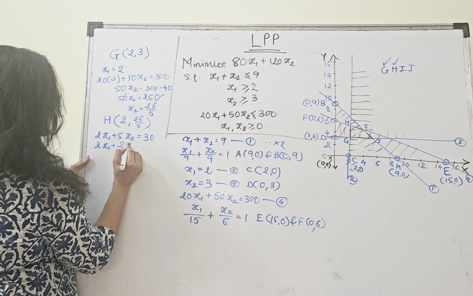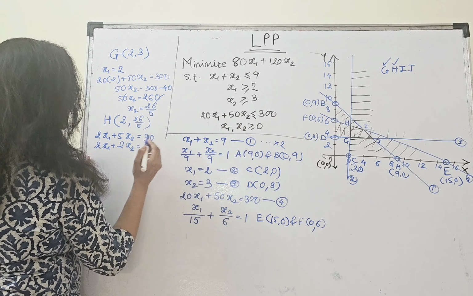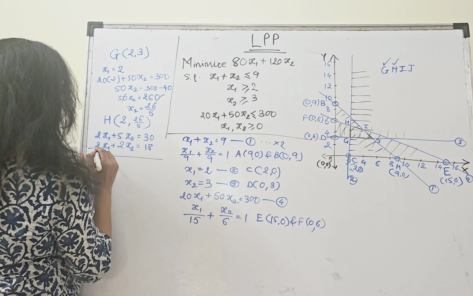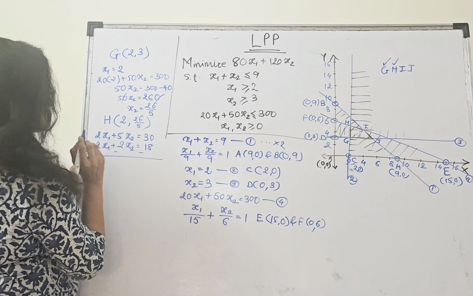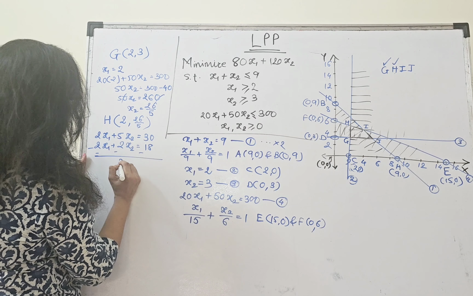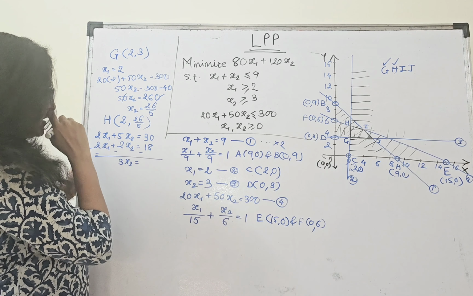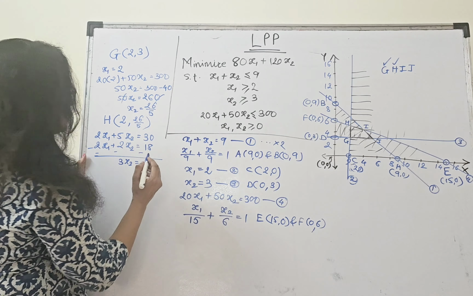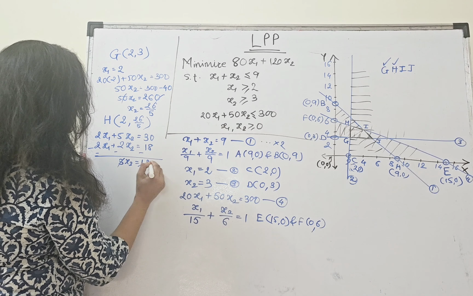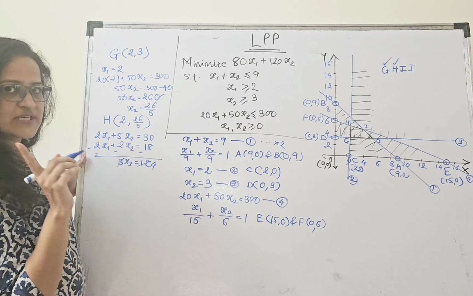2x1 plus 2x2 equals 9 twos are 18. Then subtraction. So this becomes minus, minus, minus. It gives me 5 minus 2 is 3 x2 equals 30 minus 18, which is 12. So 3 fours are 12, so the value of x2 is 4 here.